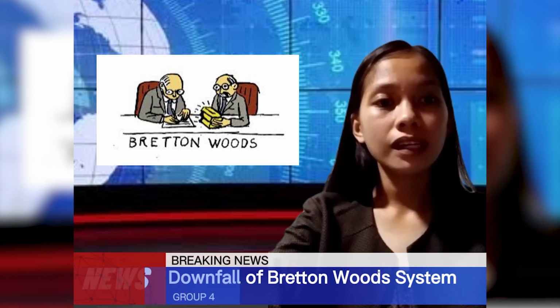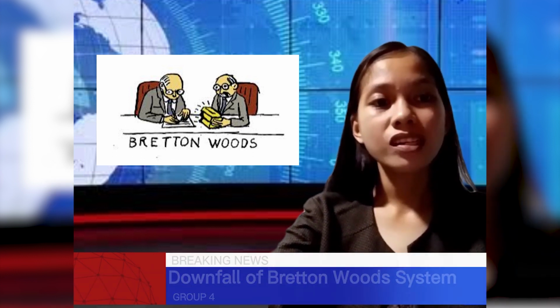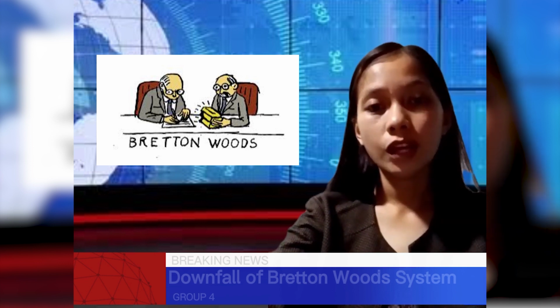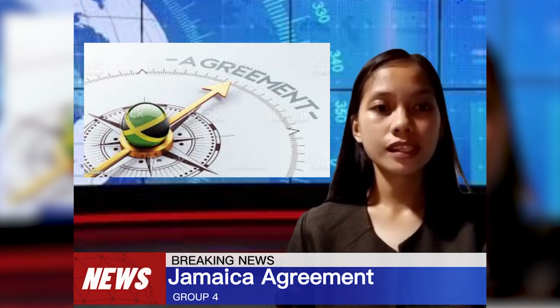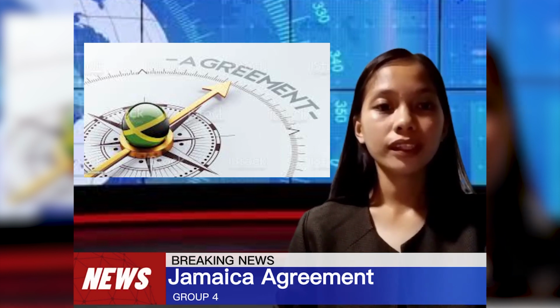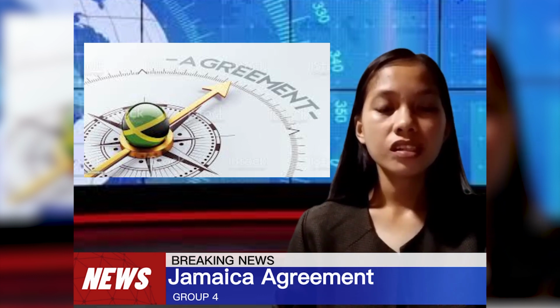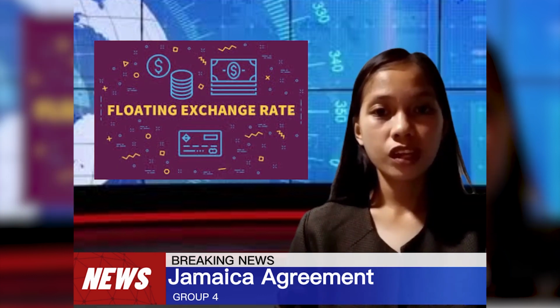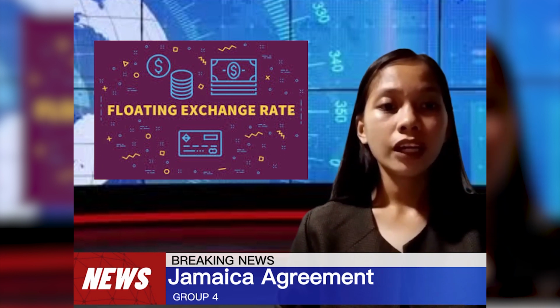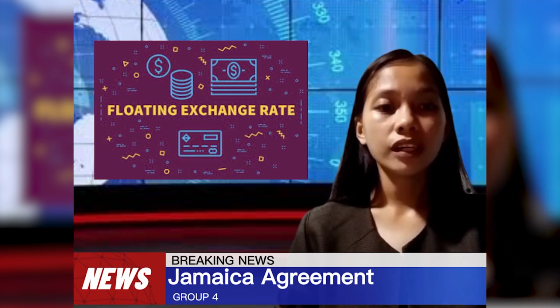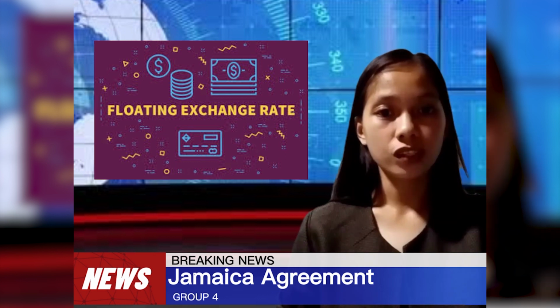The US trade balance had turned into a deficit as Americans were importing more than they were exporting. Jamaica Agreement. In 1976, countries met to formalize a floating exchange rate system as the new international monetary system. The Jamaica Agreement established a managed float system of exchange rates in which currencies float against one another with governments intervening only to stabilize their currencies at set target exchange rates.